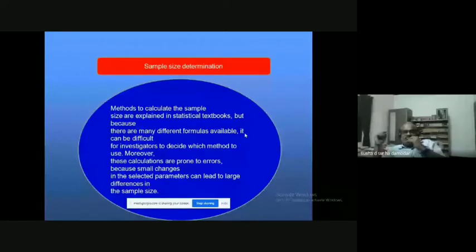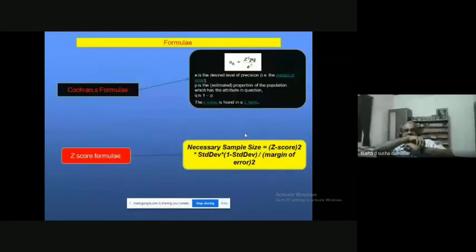Sample size determination. Methods to calculate the sample size are explained in statistical textbooks. So many methods are explained in different statistical books for determination of optimal sample size. So many formulas are available. But there may be the possibility of some errors, because small changes in the selected parameters can lead to a large difference in the sample size. So when we apply a certain formula for the fixation of sample size, definitely there may be the possibility of some errors. Then I will come to the different formulas for the fixation of sample size.